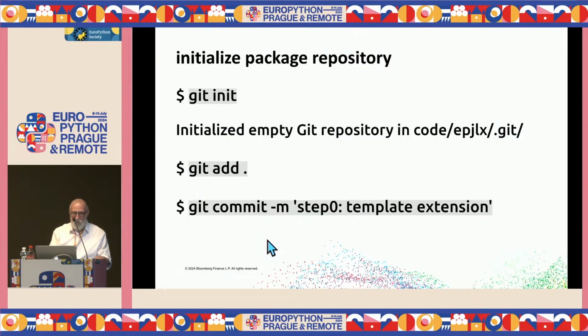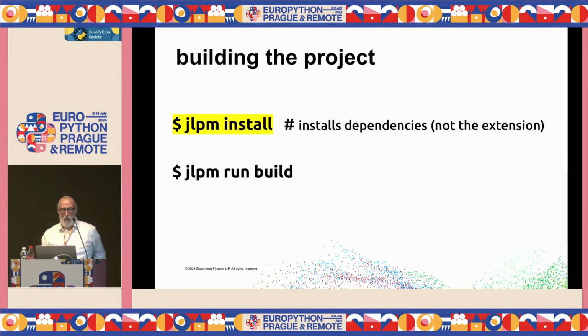At this point, if you want, you can create a Git repository out of it. When I give you the link to my repository where I did this, each step of the tutorial I did another commit. So if you look at the commit diffs, you'll see the code changes that we're going to see here. Now we need to build our project. The first time you build, you have to install all your dependencies. So we're going to run the packaging manager, JLPM, install.